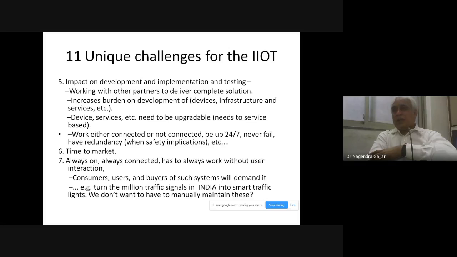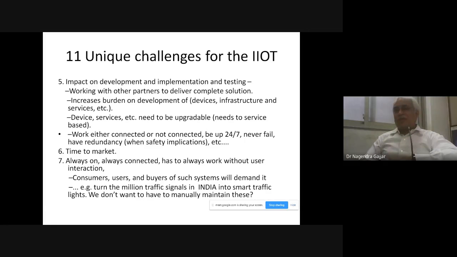So the devices and services need to be upgradable, right? So you have designed the system, a hardware system. Now you are using AWS, Amazon Web Services, as one of the platforms, or you are using Microsoft Azure as one of the platforms for the cloud and the analytics. Then you have to see that it has to be scalable, right? And so on and so forth.